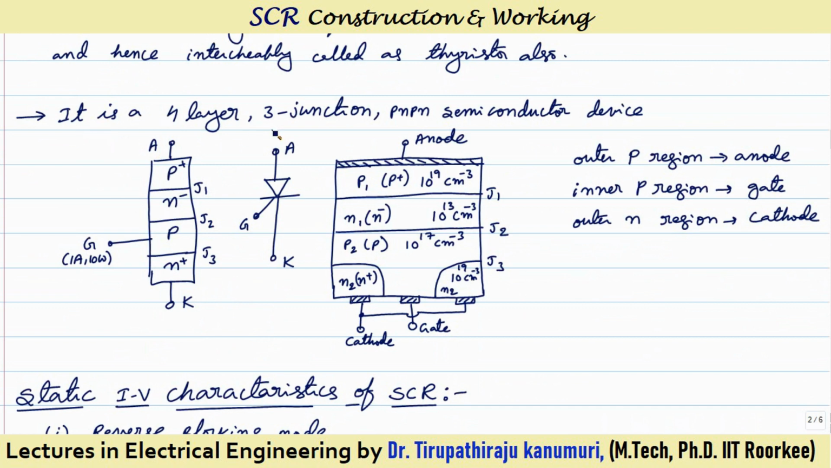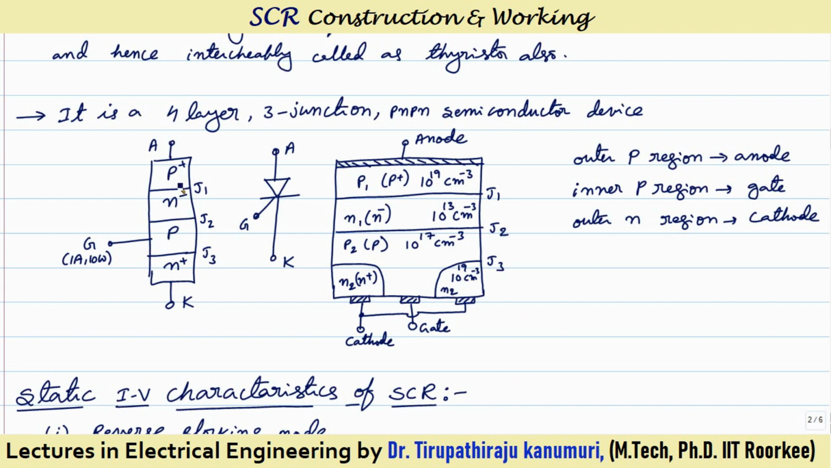So it is a 4-layer, 3-junction PN semiconductor device. You can see here that alternating P and N layers are used for the construction. Every PN junction forms one junction. This is junction 1, this is junction 2 and junction 3. It is a 3-junction device and it has 4 layers, 1, 2, 3, 4.